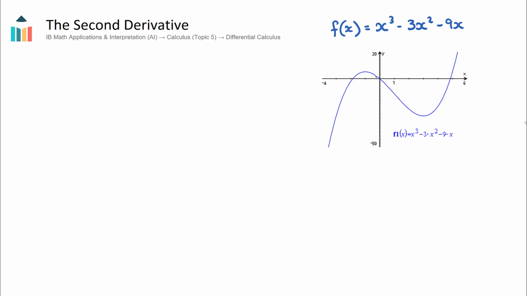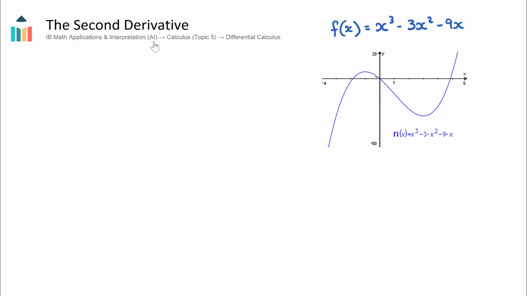In this video, we are going to have a look at the second derivative. The second derivative of a function can really help us understand the shape and curvature of a curve. It can also help us prove if a certain turning point on our curve is a minimum or a maximum. The second derivative is a subtopic part of differential calculus. It's in topic 5, applications and interpretation, the AI HL course.